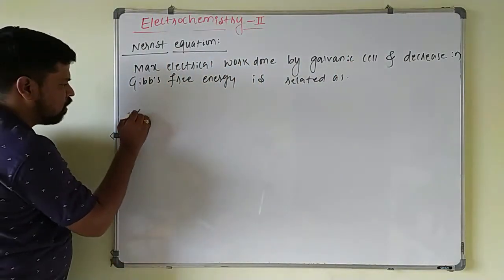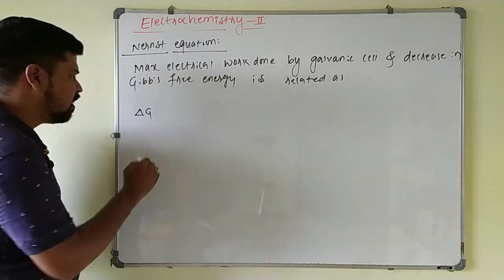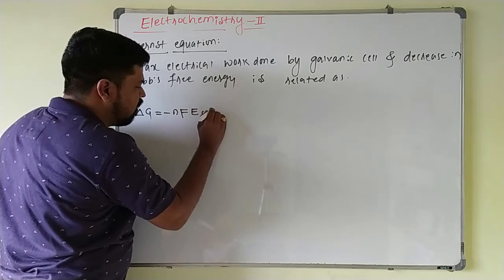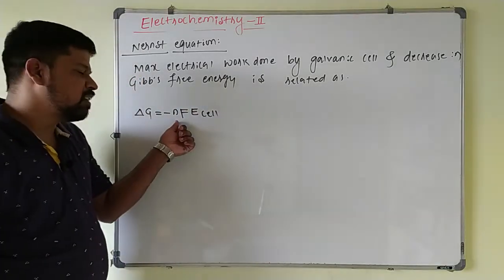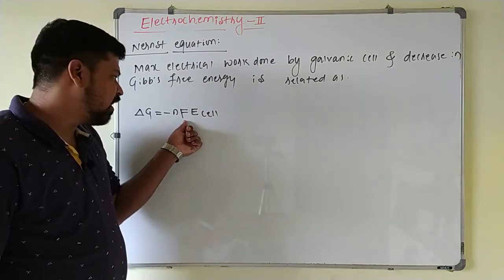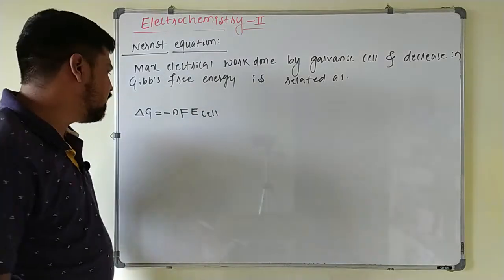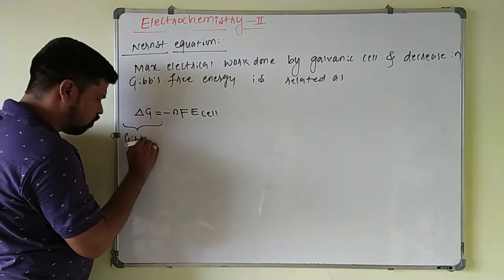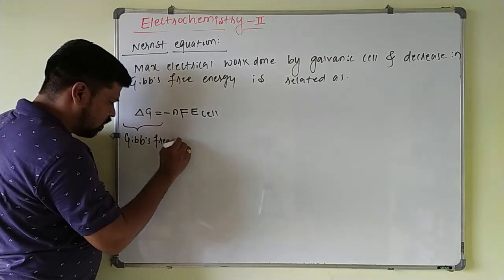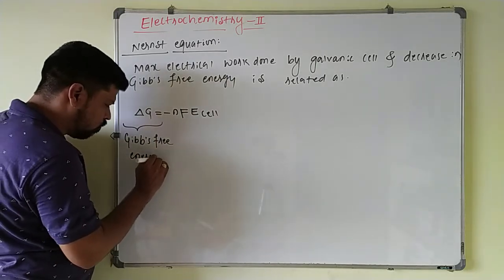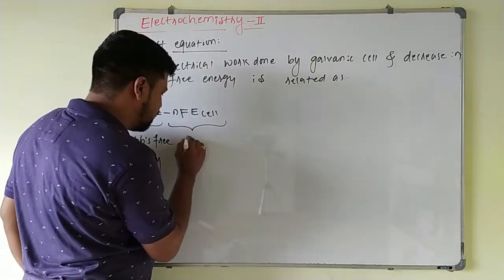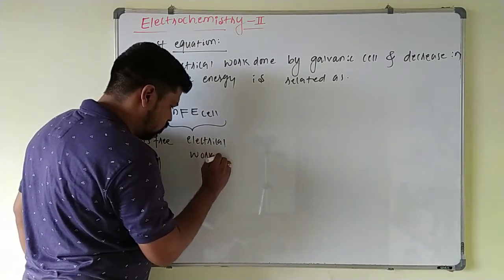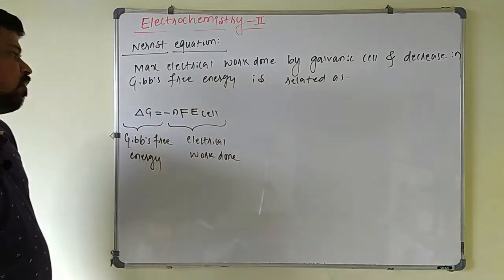the formula is delta G, the change in the Gibbs free energy, equal to minus n F E cell, where delta G is Gibbs free energy, n is the number of electrons exchanged, F is the Faraday, and E cell is nothing but cell potential. Delta G is the Gibbs free energy, and this will be electrical work done.